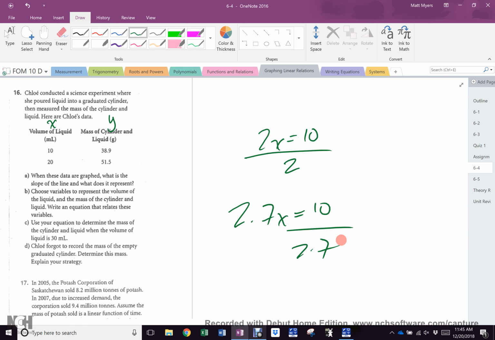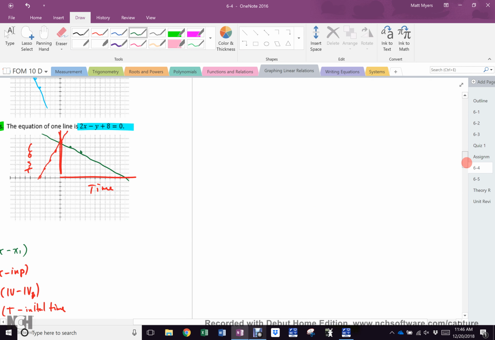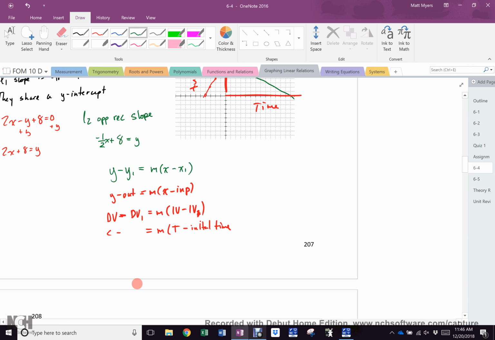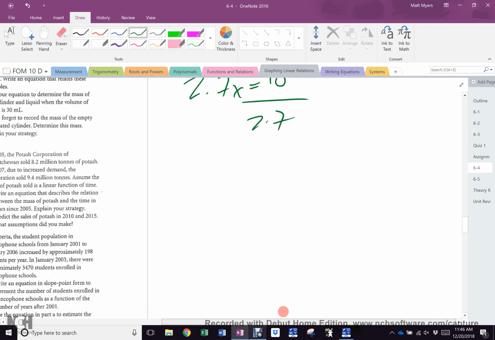Great. Any other questions from page 208 and 209? 10 and 16 are what I was getting at when I talked about this. Output, input, dv, iv instead of just x and y. What about 17? That's going to be the same as 16. So why don't we work 17 through together so everybody is happy?